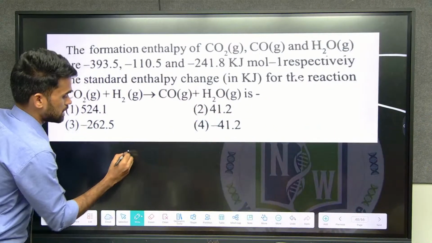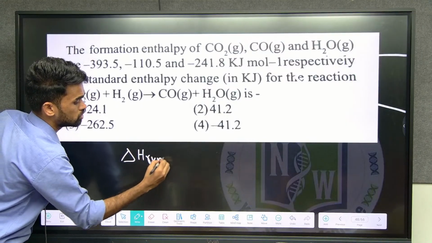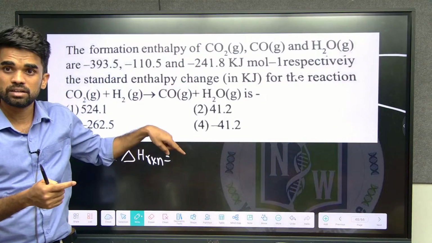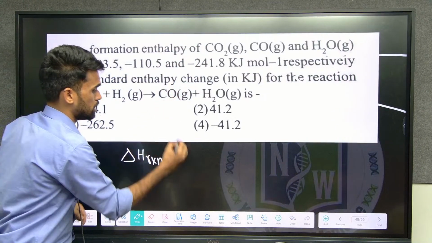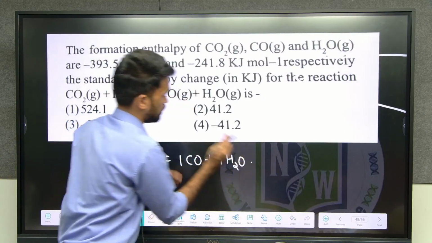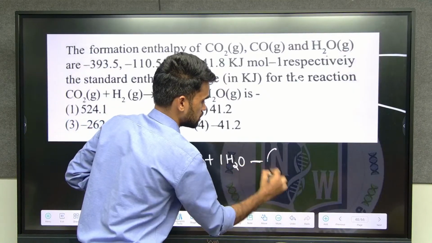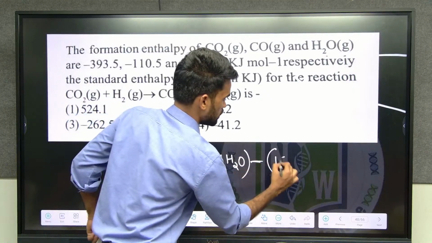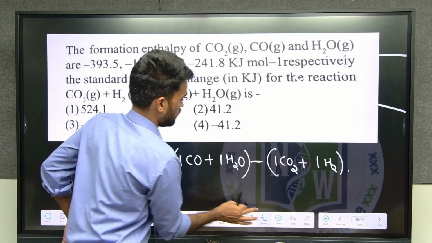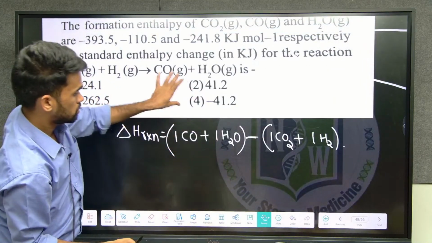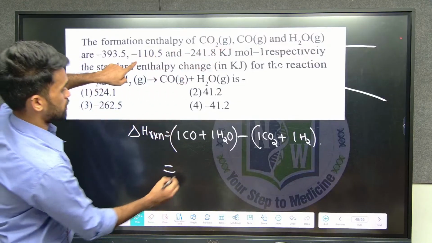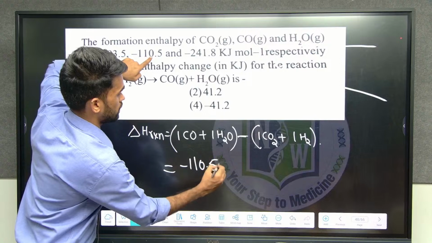So delta H reaction is equal to, what is the data provided for? Enthalpy of formation. Write the products first. What is forming here? 1 CO plus 1 H2O. Products over. Next, minus 1 CO2 plus 1 H2. What is the data provided? For CO, how much? Minus 110.5. H2O is how much?